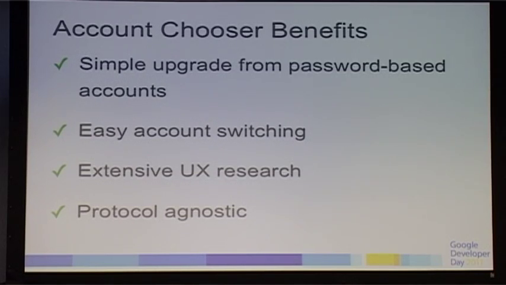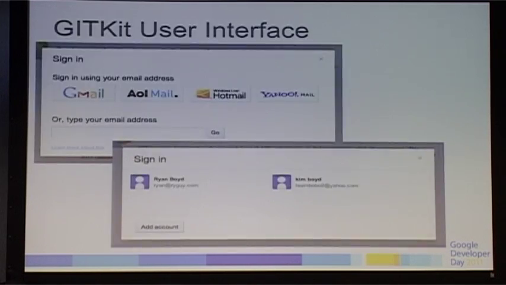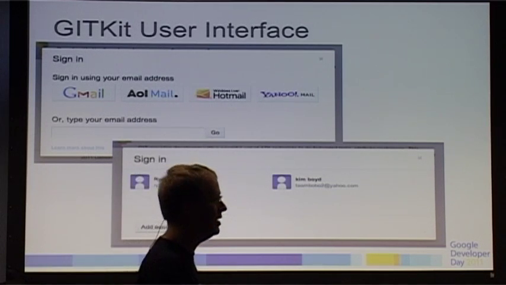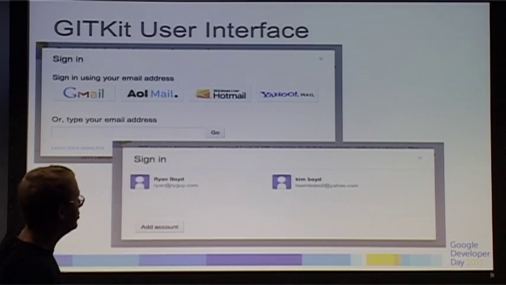But if you want to go implement this, you don't want to make up all the JavaScript, CSS, and maybe even your server-side code yourself. So I'm going to talk with you about the Google Identity Toolkit. The Google Identity Toolkit basically makes it really easy for you to implement an account chooser style interface, which sits on top of OpenID 1, OpenID 2, and OpenID Connect for many of the different providers.